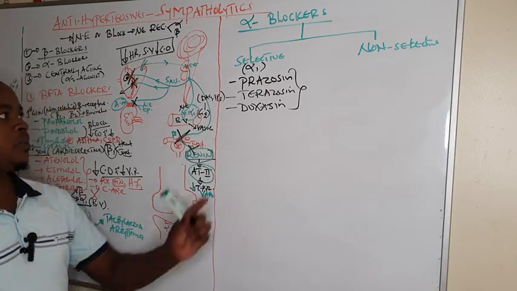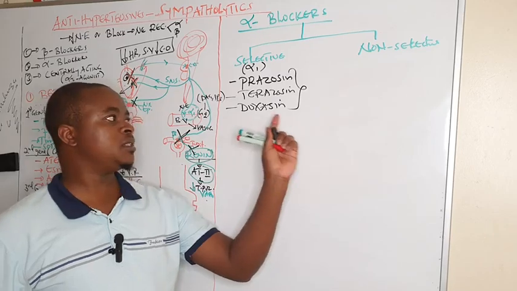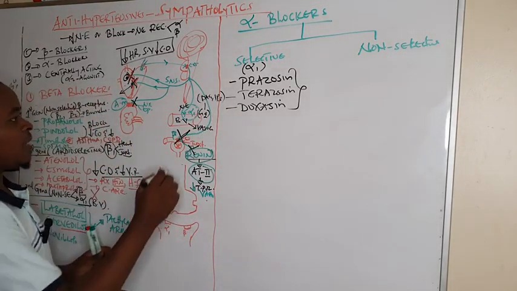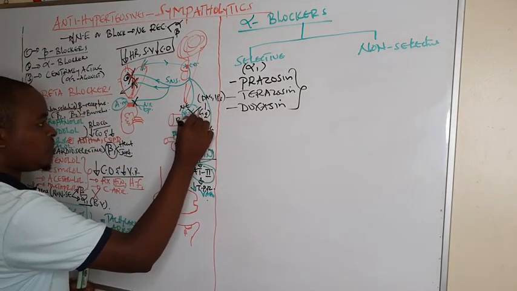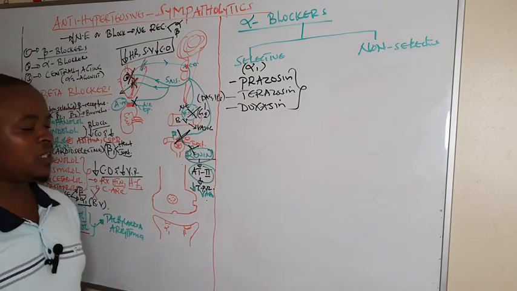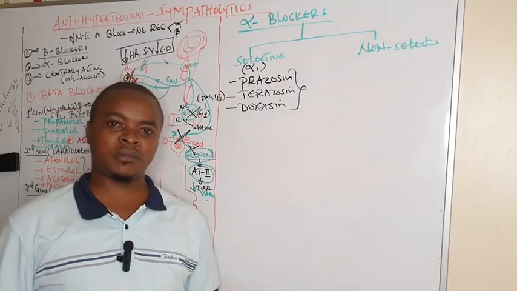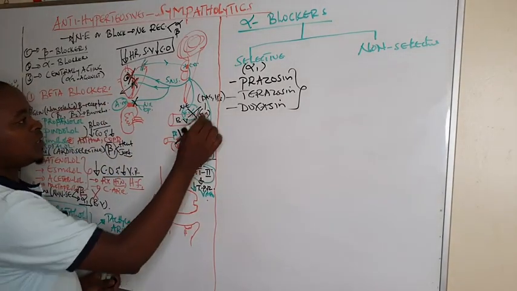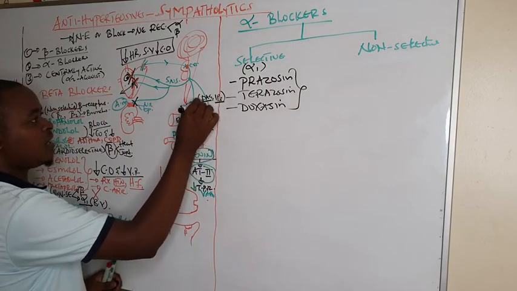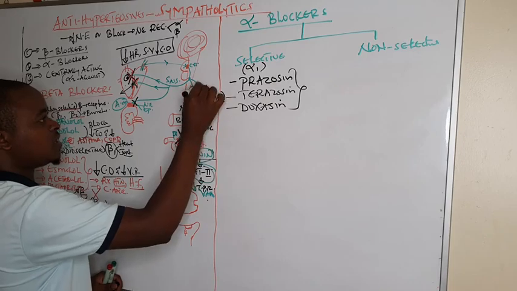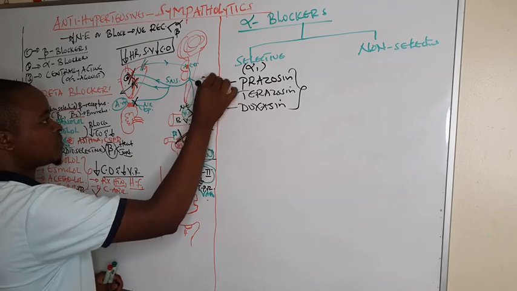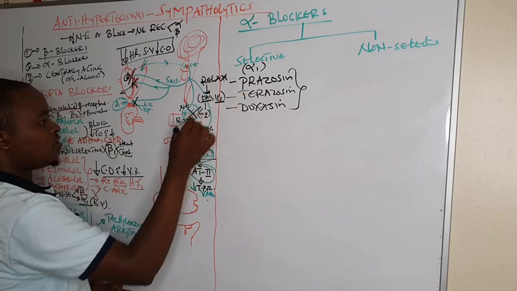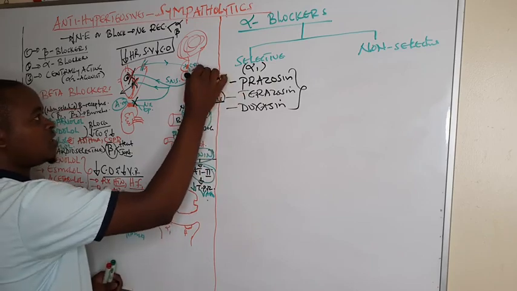So what prazosin, terazosin, and doxazosin do is come and block the binding of norepinephrine on the alpha-1 receptors on the smooth muscles of the blood vessels. And when they block, there is no production of IP3 and DAG, hence a decrease in contraction, causing relaxation. It causes relaxation of the blood vessels, leading to vasodilation.